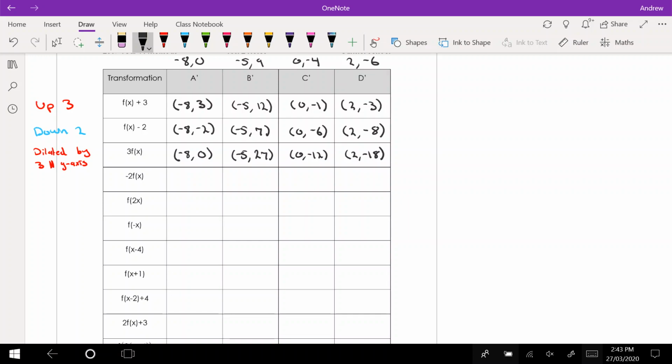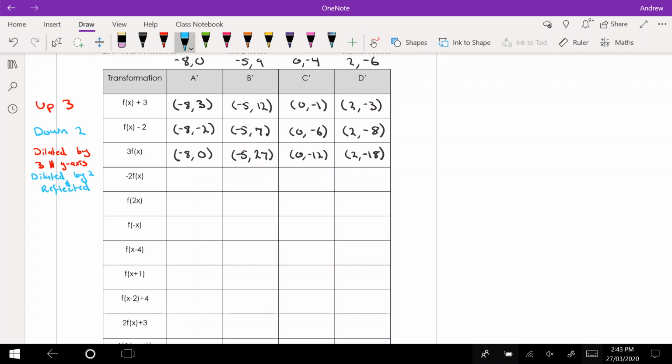Yes? What am I doing to the next one, Riley? You're reflecting it and dilating it. Yeah, so it's dilated by 2. And it's been reflected. Reflected on what axis? It's reflected on the x-axis, okay?